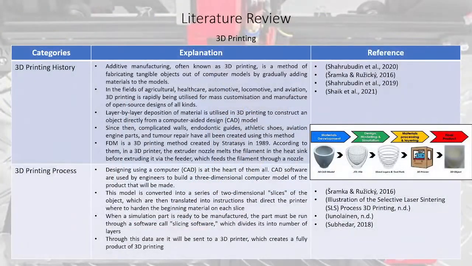Now we will go through the literature review. The first topic of the literature review is 3D printing. Under 3D printing, we only explain two categories, which are the 3D printing history and the 3D printing process, which are related to our research. The explanation of the two categories is in this table, followed by the references in other articles.